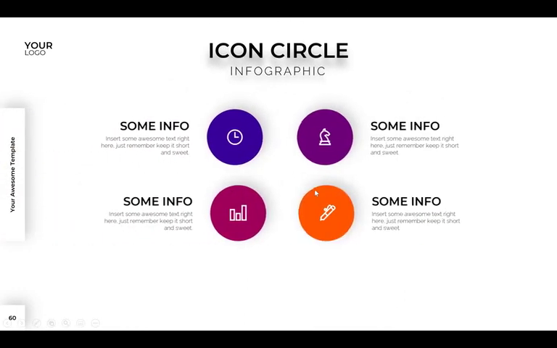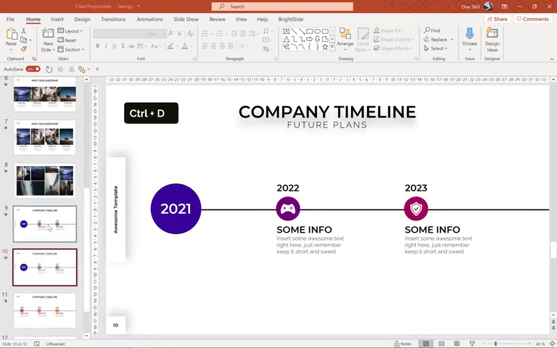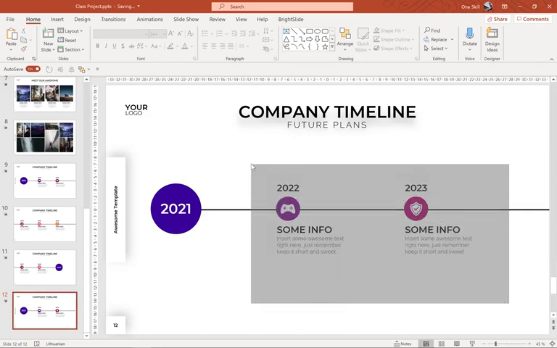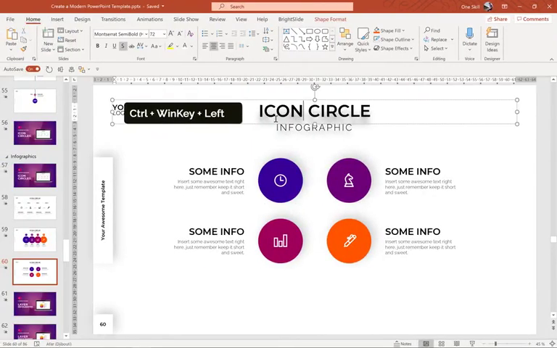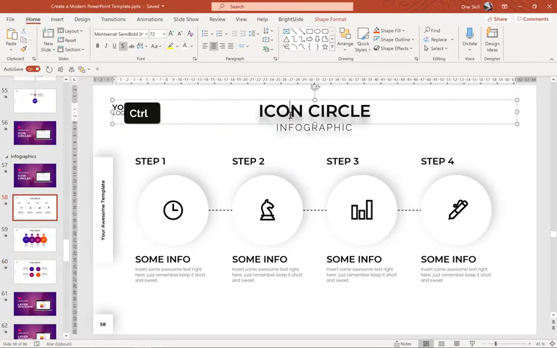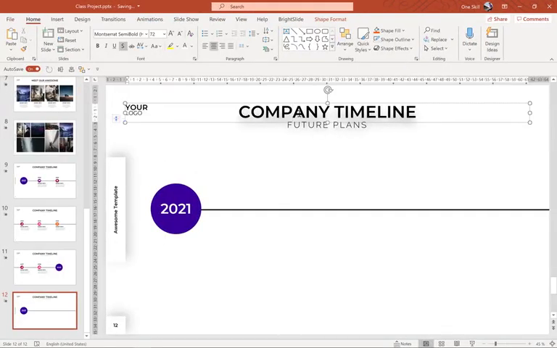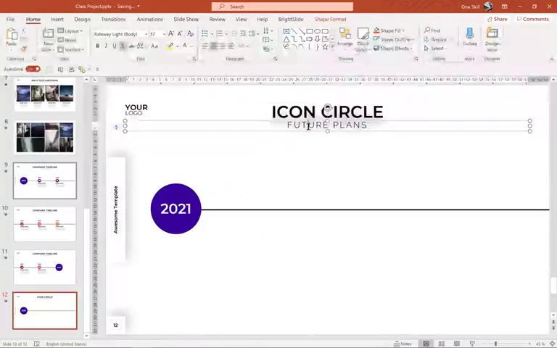Alright, so let's jump to our class project. And we can reuse one of these timeline slides. So let's just duplicate one of them and let's bring it to the bottom. Now we can delete some of the slide content. All we need is this bubble and these titles at the top. So let's just change these titles. Let's type in icon circle, and for the subtitle let's type in infographic. Of course, feel free to type in anything that you want.